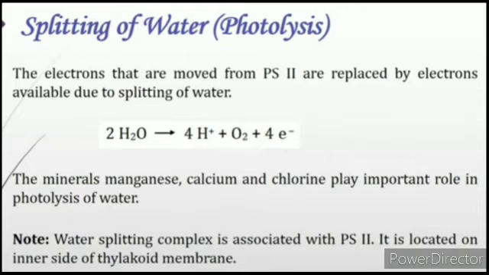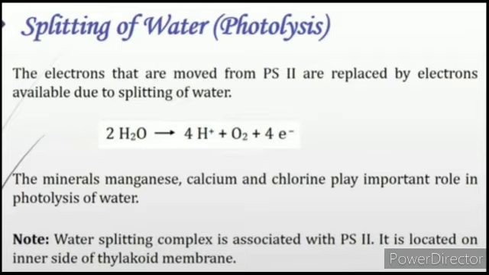Now we will see the splitting of water. The electron required for the electron transport system is fulfilled by splitting of water, that is called photolysis, associated with photosystem 2. Photosystem 2 loses electrons, which are continuously filled up by electrons released due to photolysis of water. Water is split into H plus, oxygen and electrons in the presence of light, manganese and chlorine. This also creates oxygen as a byproduct of photosynthesis.